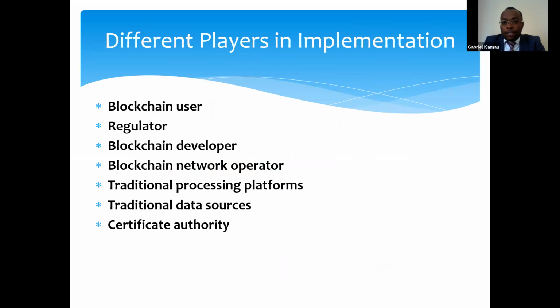We have different players in implementation. One is the blockchain users. A very good example of blockchain users in a hospital setup is doctors, patients, researchers within the hospital. Then we have the regulator. The regulator maybe can be the government, because that's why we have policies and strategies. Because when you talk of a policy, maybe it starts from the national level. Every sector, we have a regulator.